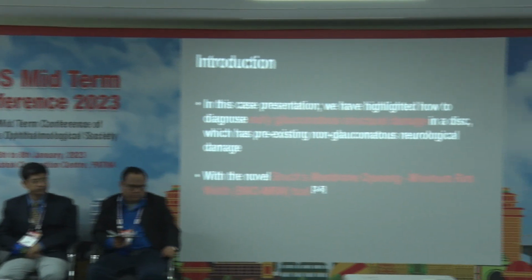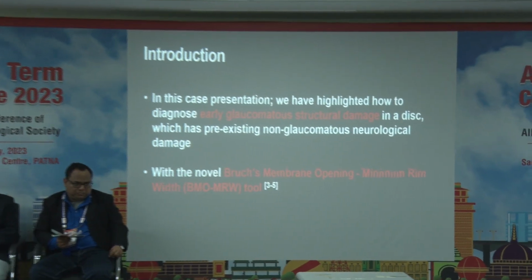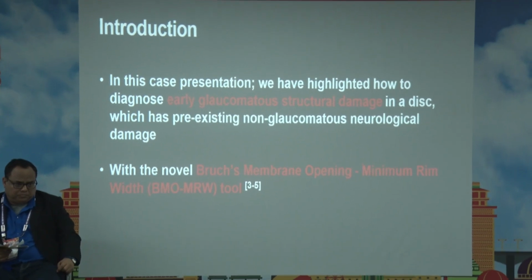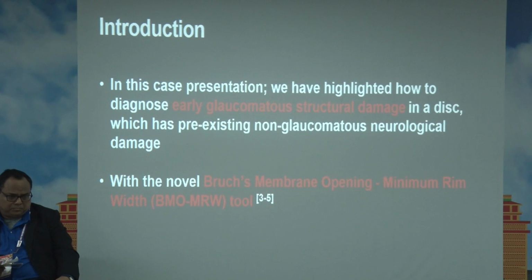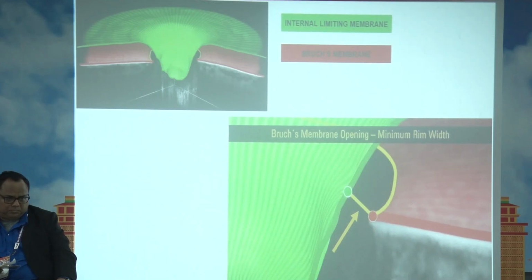So in this case, an early glaucomatous damage in a disc which had a pre-existing non-glaucomatous neurological damage is being discussed. It's a holistic evaluation along with the new Bruch's membrane opening minimum rim width tool, which is currently revolutionizing glaucoma practice. Previously, Bruch's membrane opening horizontal rim width was the one being used, but now the novel minimum rim width has come into play, and let us see how.